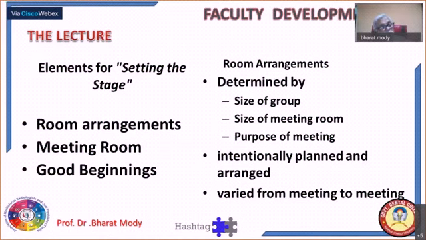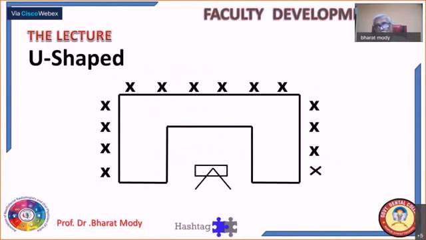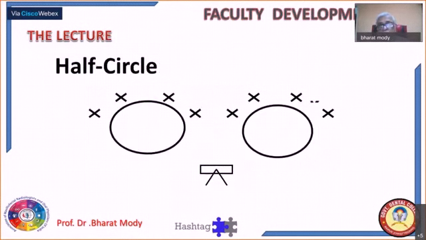Then how to arrange the room in such a way that it is conducive for students to interact. It could be a classroom type or a chevron type where they face the teacher. It could be U-shaped where there is a lot of exchange of ideas, of paper, of written material. Then U-shaped is much better because you are going to interact in that particular fashion. Half circle is generally used in workshops where the resource person will go around with each group and then explain to them. So that kind of arrangement is better.